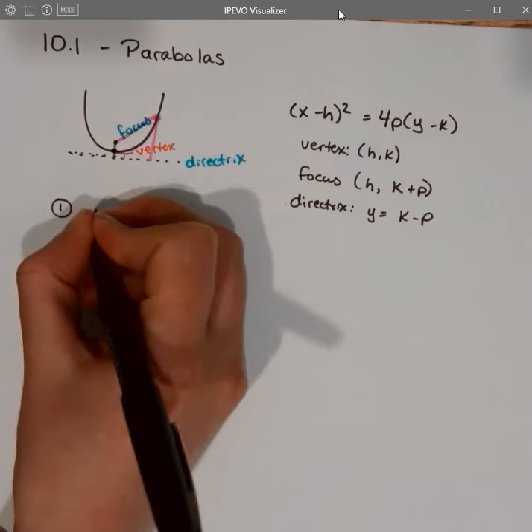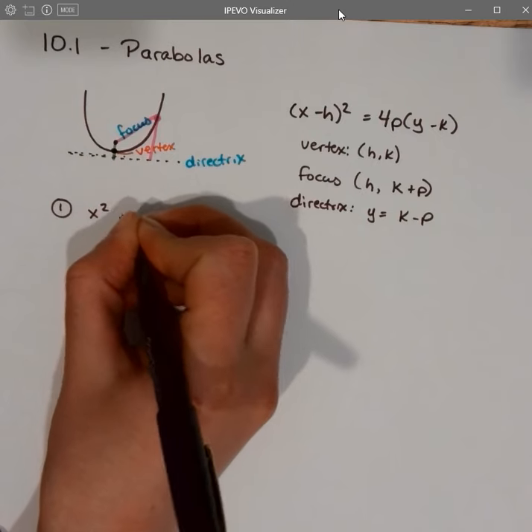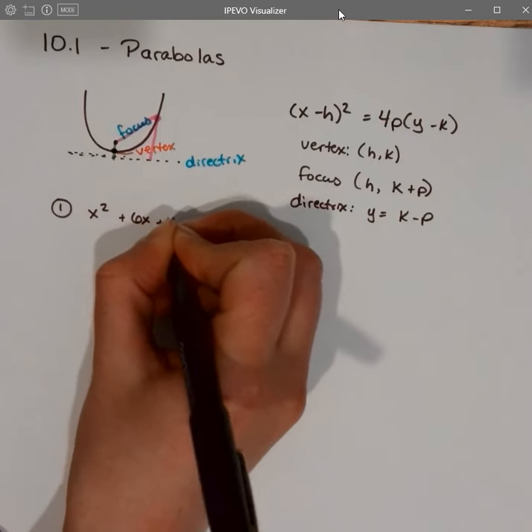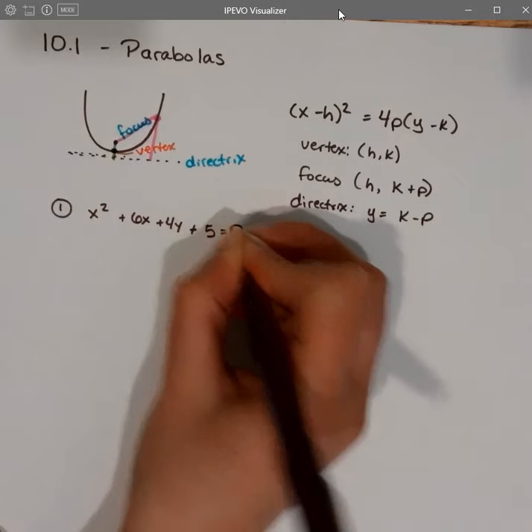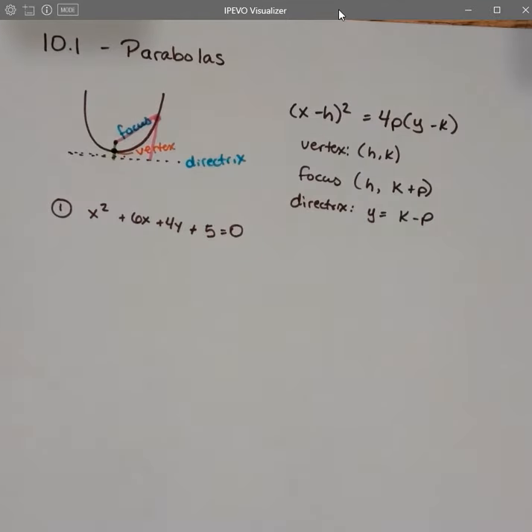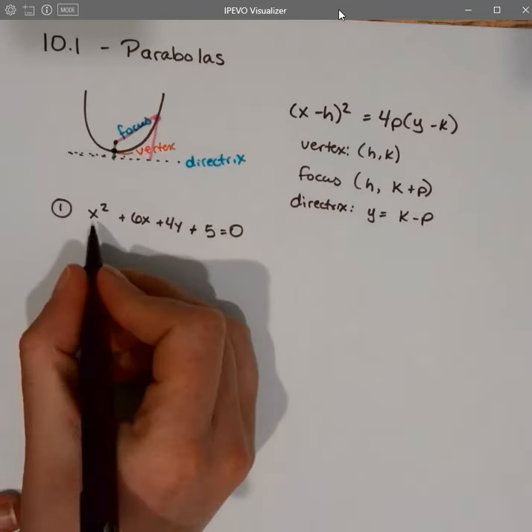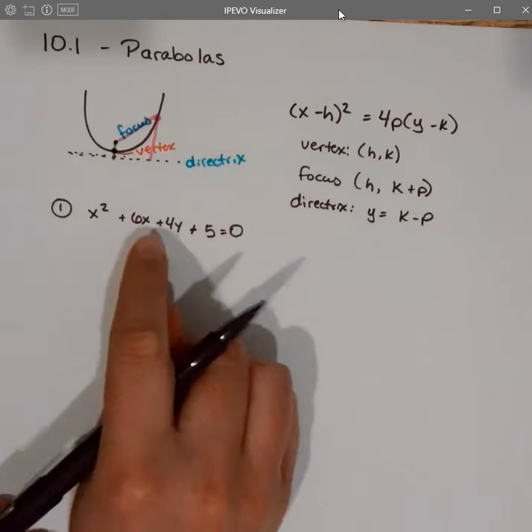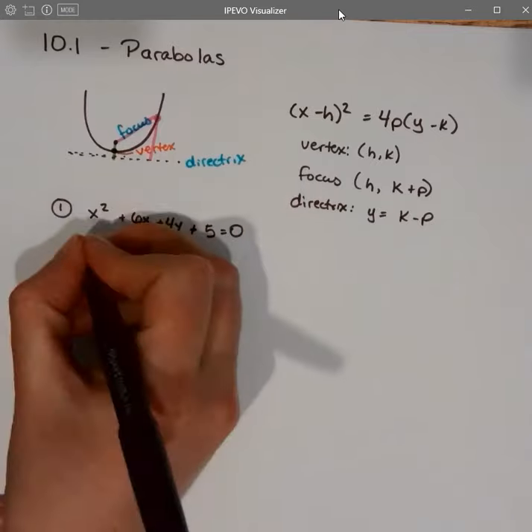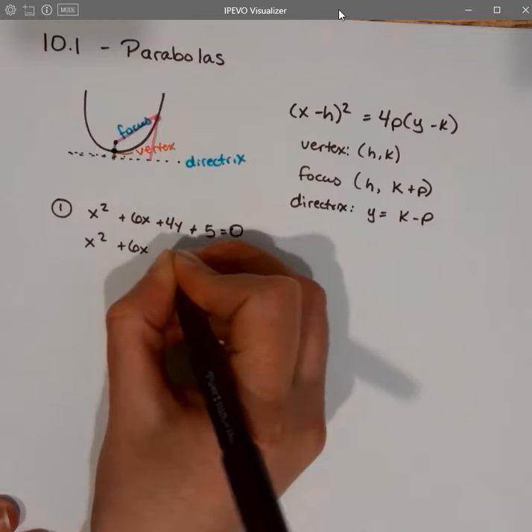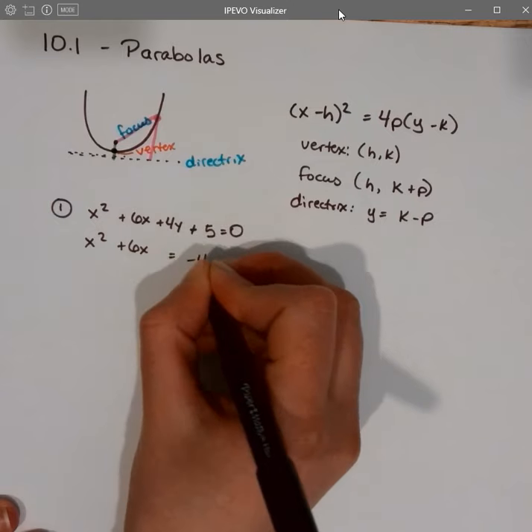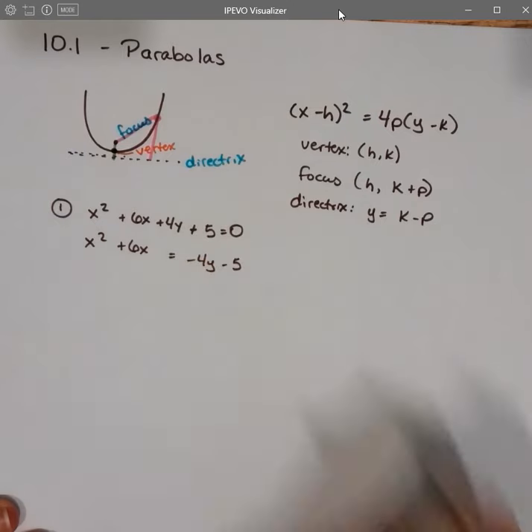So I'm going to start with x squared plus 6x plus 4y plus 5 equals 0. We're going to identify the vertex, the focus, and the directrix for this. Okay. So the first thing to do, I'm going to complete the square on these. So I'm going to move the other two terms to the other side. So we're going to start with x squared plus 6x equals, and we're going to subtract the 4y and subtract the 5 to the other side.